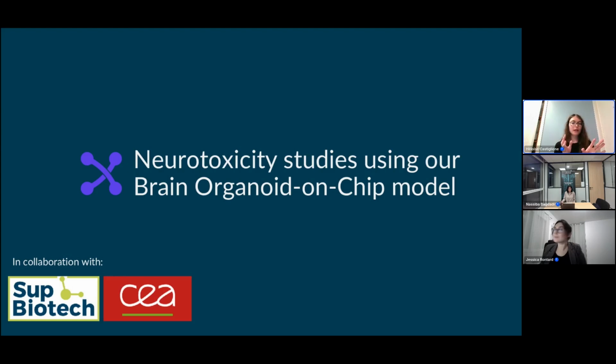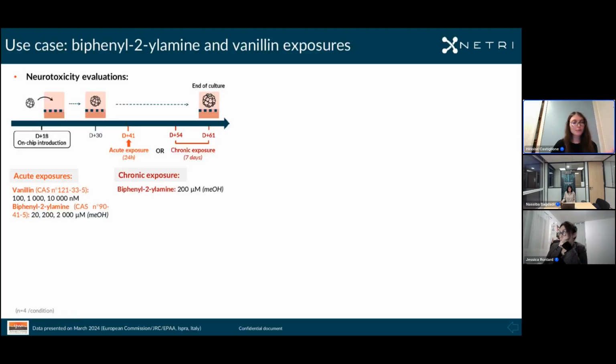So we have seen so far that our brain organoid-on-chip model tends to improve the quality and the reproducibility of cortical organoids, and we have developed a quality control system for facilitating the quality assessment of these cortical organoids. Therefore, our brain organoid-on-chip platform associated with the quality control opened the way for preclinical applications, such as neurotoxicity studies. As a proof of concept, we performed preliminary neurotoxicity studies using this model.